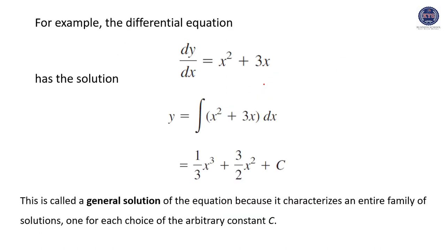As an example, I'm using dy over dx equal to x squared plus 3x. In order to get our dependent variable, which is y, we have to integrate with respect to x. It's as simple as bringing up the dx, putting it just behind the function x squared plus 3x, and then you integrate.